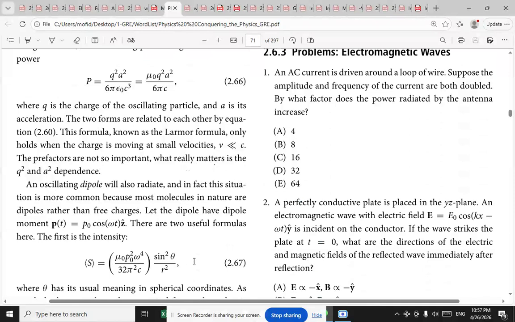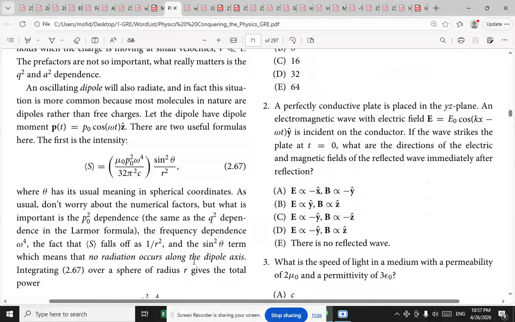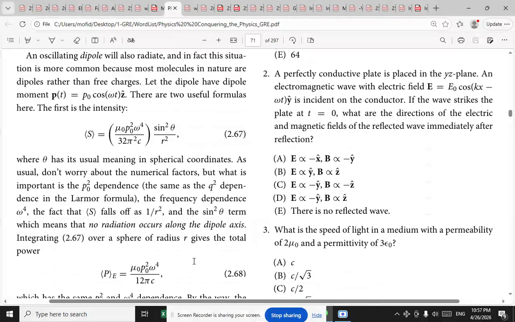The first is the intensity. Intensity is equal to mu zero p0 squared omega to the power of 4, divided by 32 pi squared c, multiplied by sine squared theta, divided by r squared, where theta has its usual meaning in spherical coordinates. As usual, don't worry about the numerical factors, but what is important is the p0 squared dependence, the same as the q squared dependence in the Larmor formula.